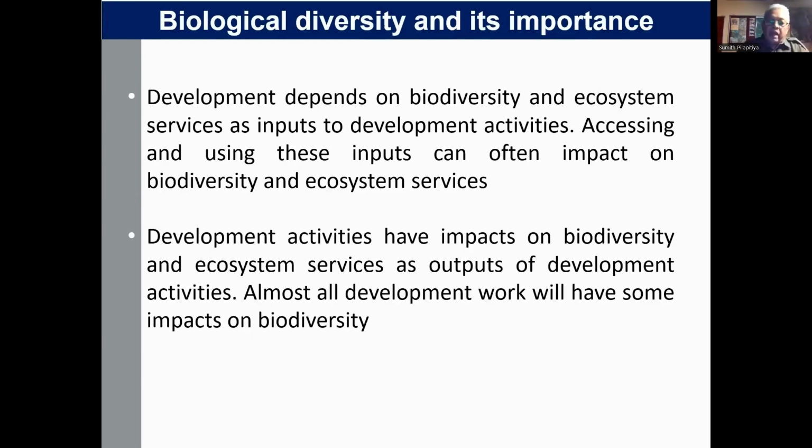Development also depends on biodiversity and ecosystem services as inputs to development activities, which means that any accessing and using these inputs can often have impacts on biodiversity and ecosystems, because development depends on this. Development activities have impacts on biodiversity and ecosystem services as outputs of development. So while we rely on biodiversity and ecosystem services as inputs, and development activities cannot take place without these inputs, the development activity also has adverse impacts on biodiversity as an output of development. So almost all development work will have some impacts on biodiversity.